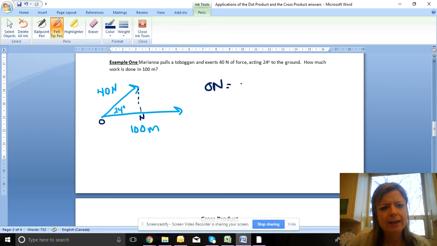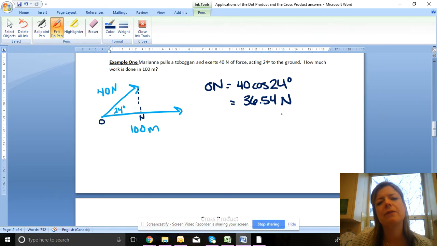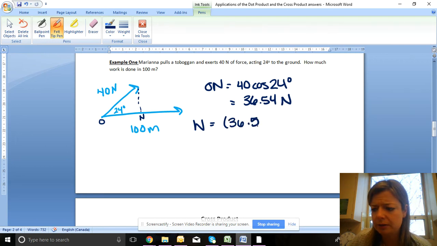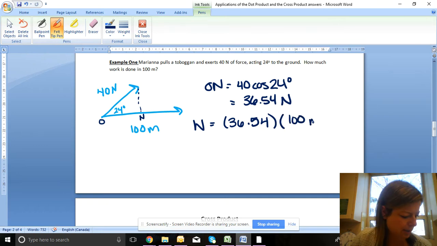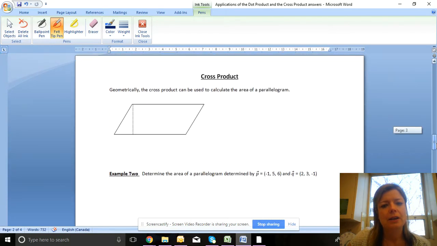So the horizontal component is 40 cos 24 degrees, which gives us 36.54 newtons. So that means out of this force, 36.54 of those 40 newtons are being done in the horizontal direction. Now work is just that 36.54 multiplied by the 100 meters displacement. So you get 3,654 joules. That is how much work is done in 100 meters.